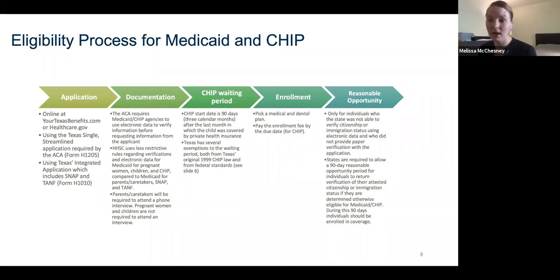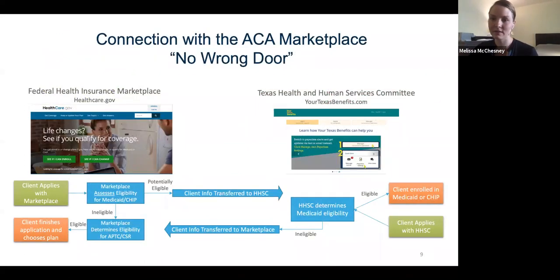It works the same way in healthcare.gov. You'll get enrolled, and then they've got 90 days after that enrollment to provide that documentation. When you're providing application assistance, it's really important to identify folks who have been given a reasonable opportunity period, because they may not know themselves, and we don't want them to lose coverage 3 months after they get it because they didn't know they needed to submit documentation. I will say it is much less common in Medicaid and CHIP than it is in the ACA. So that's the process for getting all the way through the application.